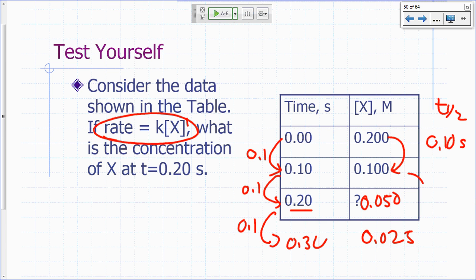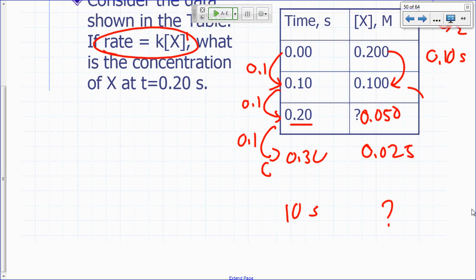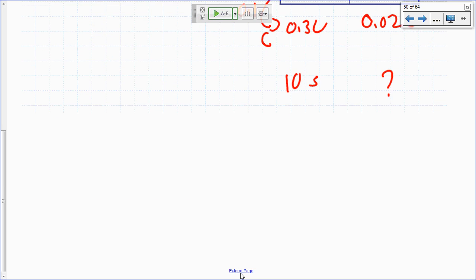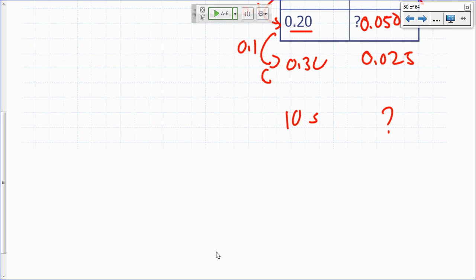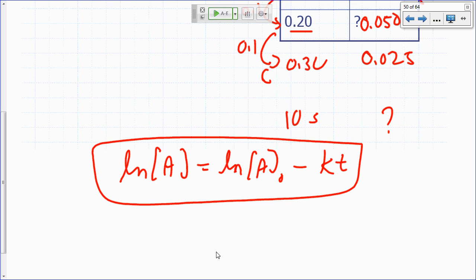Now, what if I ask you, what would it be at 10 seconds? You don't want to just keep doing this, right? So what should we do? What you can do is use the equation for the first order rate law. What was the first order rate law? ln of A equals ln of A naught minus kt, right? So what is our A naught?